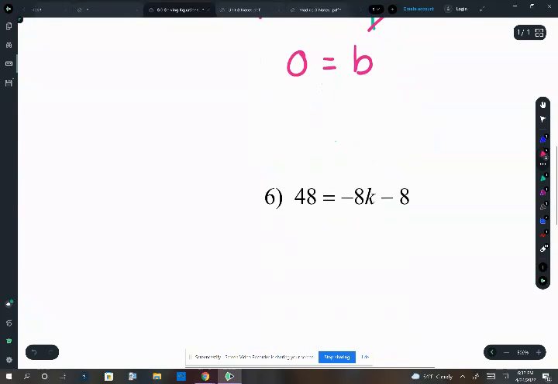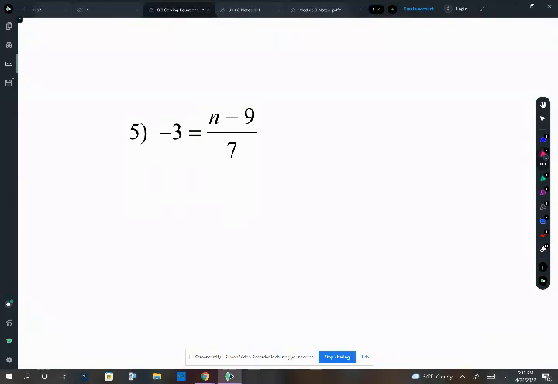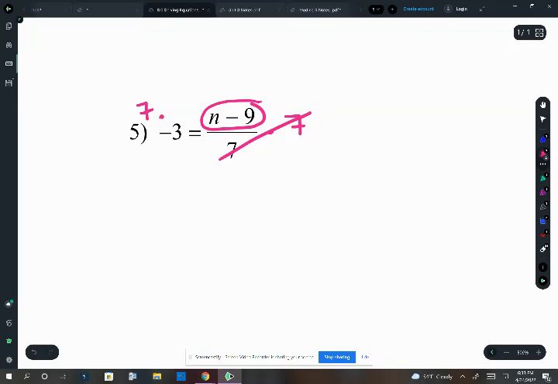Now, obviously, it will get a little bit harder as we're looking at number 5. Same idea. The part that's connected to my letter is the 9. So the way we're going to get rid of divide by 7 is times by 7. So we're going to multiply both sides by 7. And it makes this part go away. 7 times negative 3 is negative 21. And then we're left with the n minus 9 on top. Now remember, it's because we have that whole entire chunk on the top divided by 7. That's why we're getting rid of the 7 first.